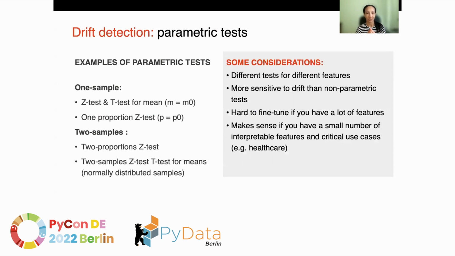So I believe parametric tests are very nice when you have some subset of golden features, I mean key performance features, which you know, right?